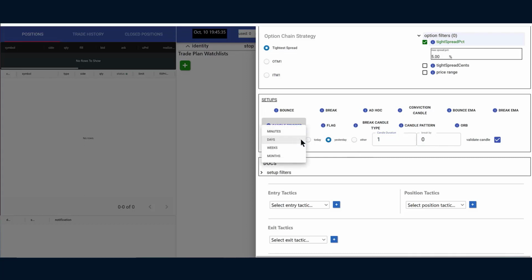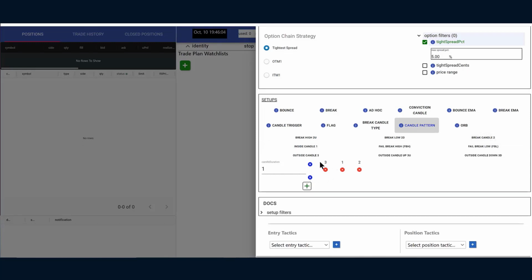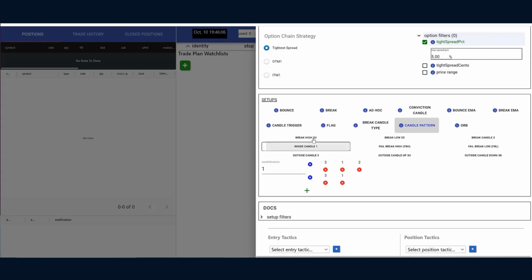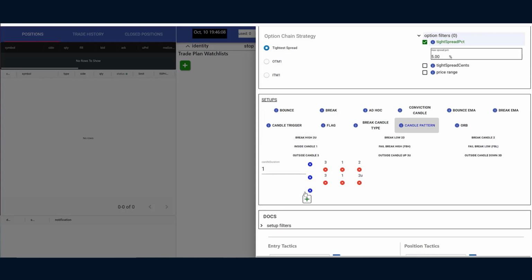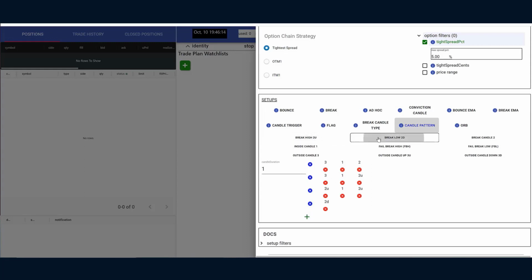If you're a fan of the strat by Rob Smith, you're going to love the candle pattern setup. This sophisticated setup lets Trade Unafraid watch for multiple rev strats, continuations, or any other combination of 1s, 2s, and 3s that you like. You can create multiple scenarios and watch for all of them at the same time. In addition to the generic 1, 2, 3 candles, you can specify more precise 2 up, 2 down, 3 up, 3 down, and even fail to break high or fail to break low. As you'll see shortly, these setups can be filtered for time frame continuity as well.